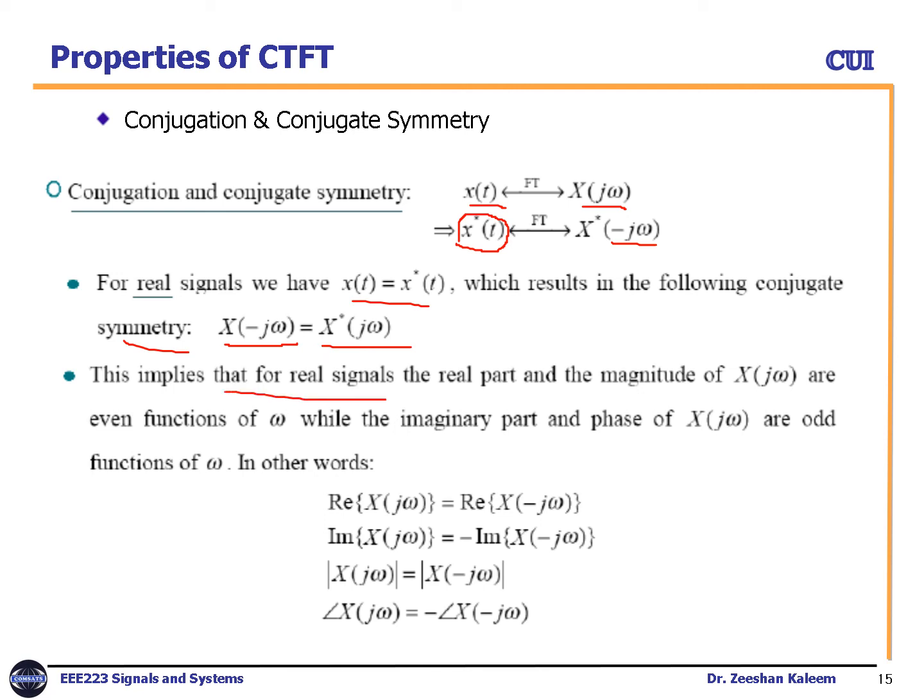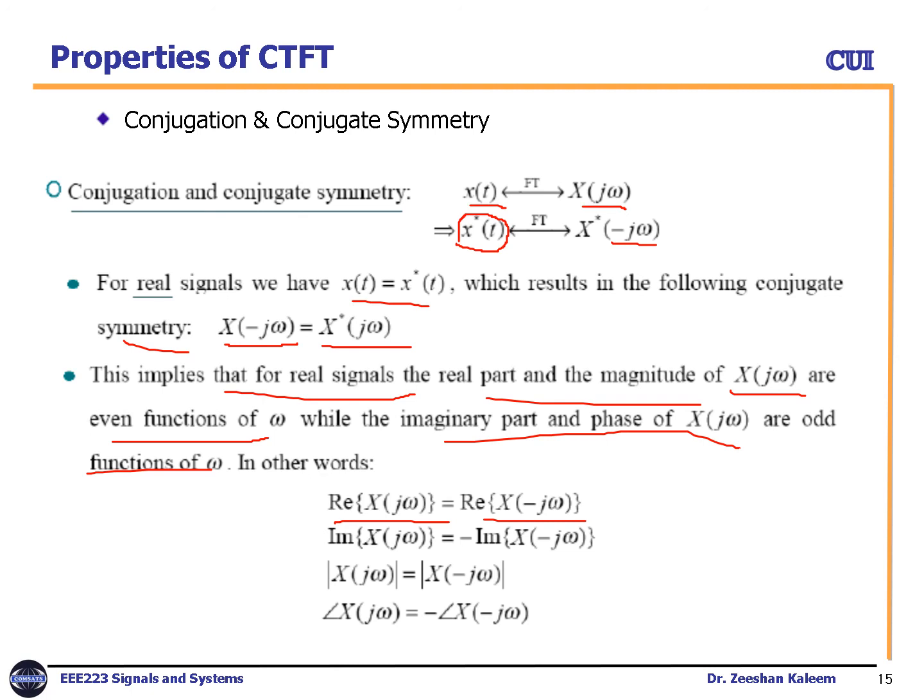This implies that for a real signal, the real part and the magnitude of X of j omega are even functions of omega, while the imaginary part and the phase are odd functions. What is the difference between even and odd? For even, when you multiply by a minus sign, there is no impact. For example, real of X of j omega equals real of X of minus j omega. Nothing changed, right?